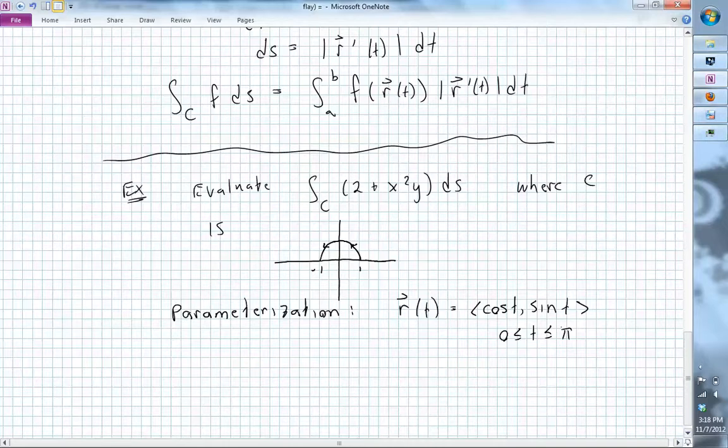Direction is important in this new area that we're learning. The direction of the contour matters. So we know that this traverses the upper half of the unit circle in the right direction, in the counterclockwise direction. What do we need in order to evaluate this thing? Well, we need to fill in all of the pieces from the formula above. So I guess first things first, we need to find r prime.